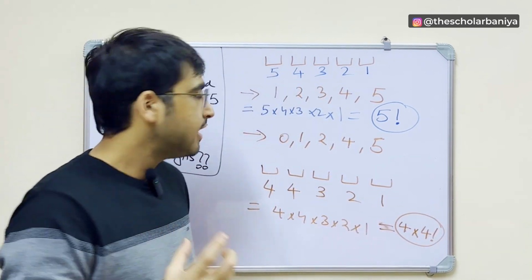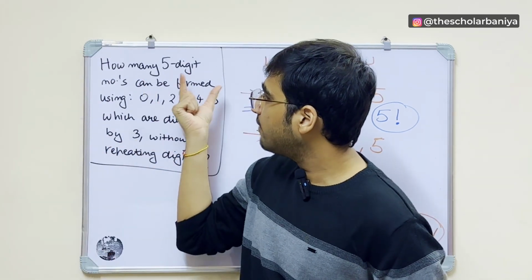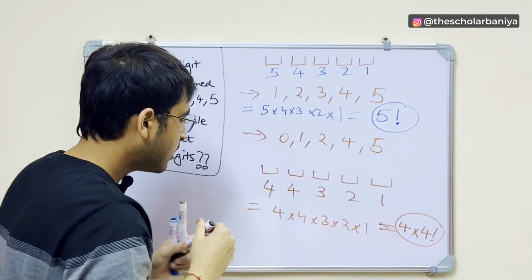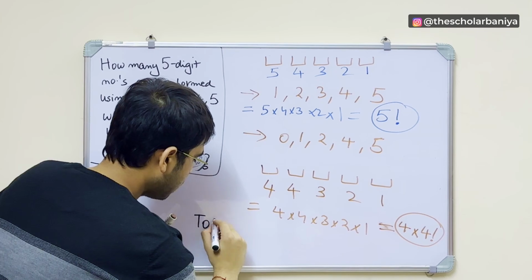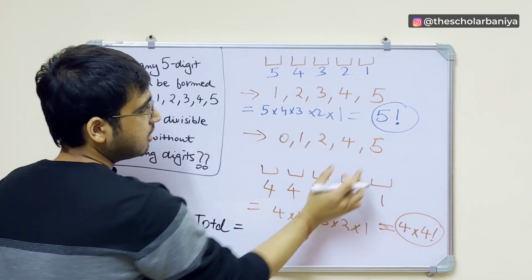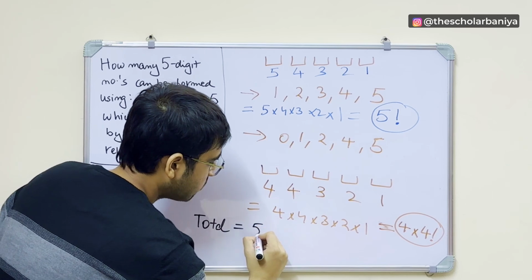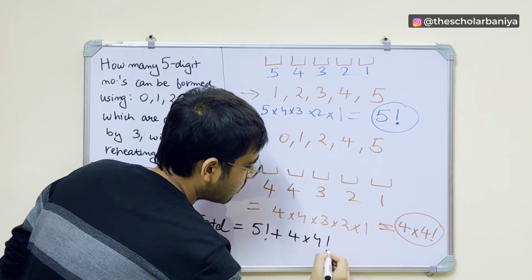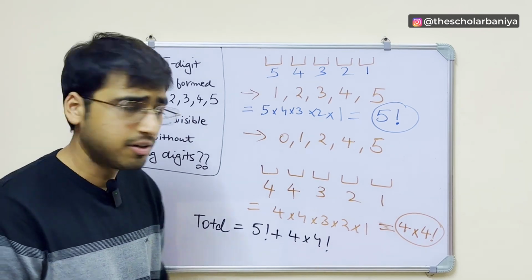Right. Now we were asked how many 5-digit numbers can be formed. So how many total numbers will be there? So total will be what? This plus this, right? So total will be 5 factorial plus 4 into 4 factorial. I hope this is pretty clear.